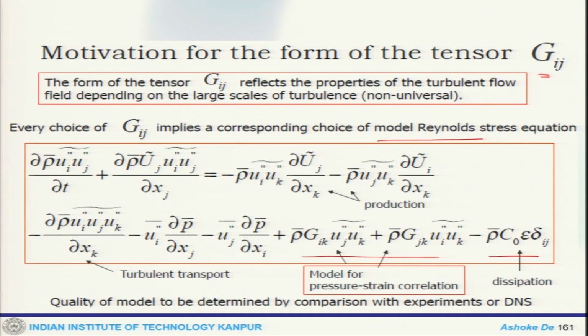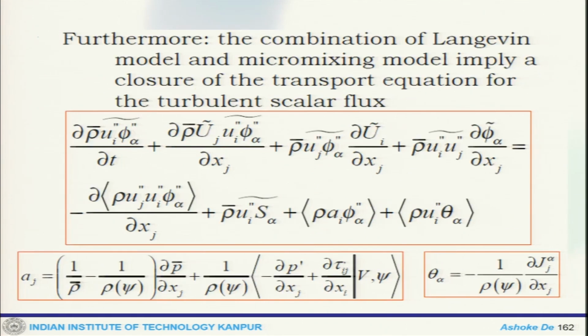So, one can actually look at this. This is the Reynolds stress model in Rand's framework, where they can look at how these terms behave and then make a choice which will make a correspondence. Now, further there will be a combination of Langevin model and micromixing model. So, that will close down the transport equation for the scalar flux.